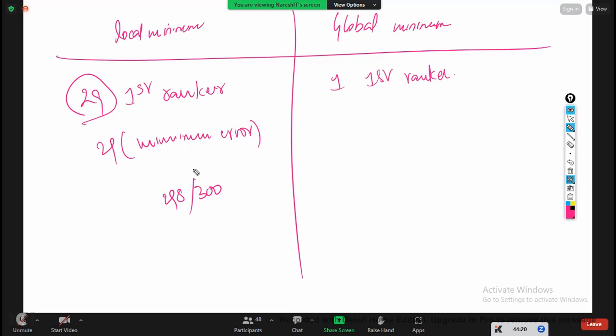Within these 29, only the answer is there. Which one is the answer that you are going to identify? This is called stochastic gradient descent.